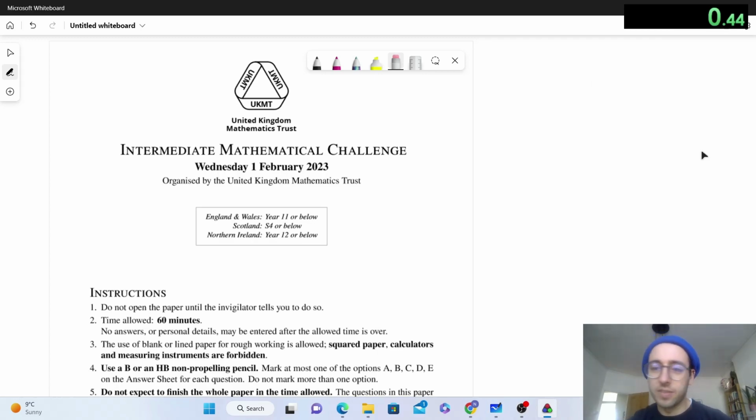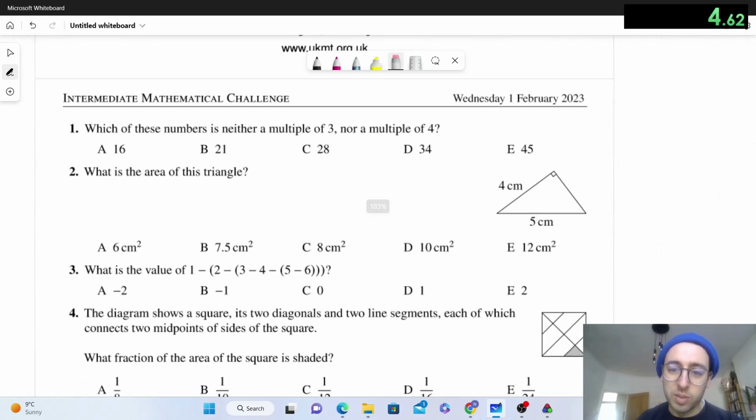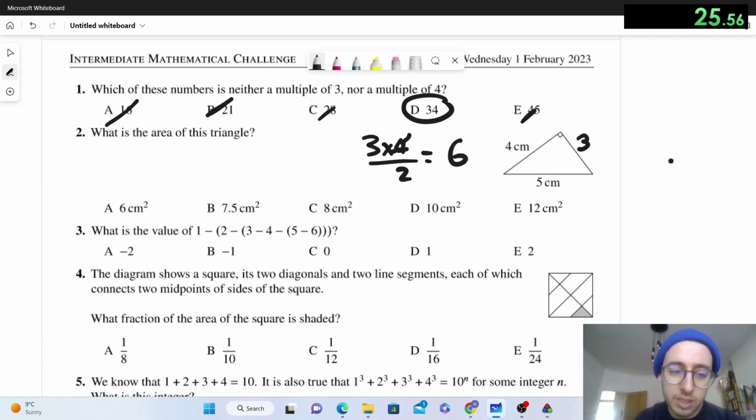Start the clock. Okay. Which of these numbers is neither a multiple of 3 nor a multiple of 4? Okay, that's a multiple of 4. That's a multiple of 3. That's a multiple of 4. That's a multiple of 3, so it's 34. Area of this triangle. Okay, it's a classic Pythagorean 3, 4, 5 triangle. So the area is just 3 times 4 divided by 2. The 5 is there to trick you, so it is 6.